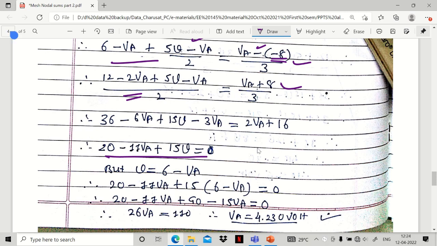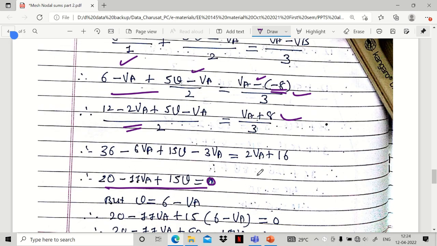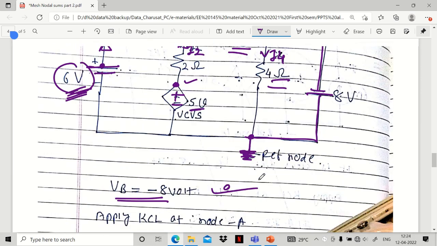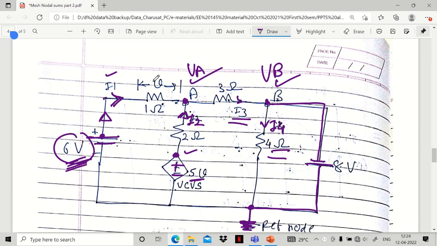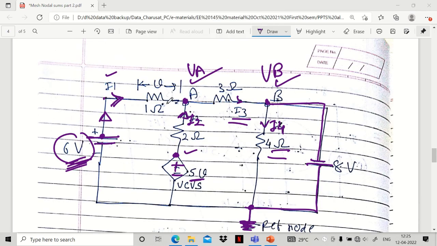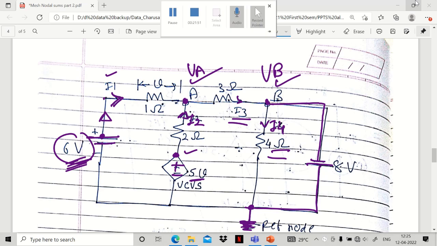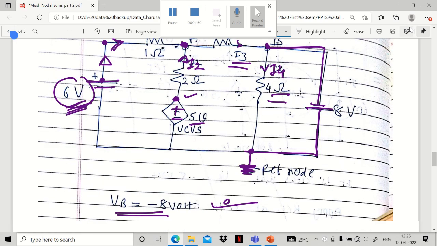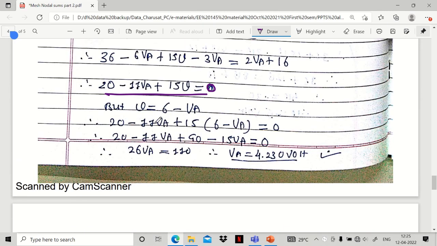Simplifying, you obtain this equation: 20 minus 11 VA plus 15 into small v is equal to 0. But recall what small v is. Small v is the voltage drop across the 1 ohm resistance. So small v is 6 minus VA.